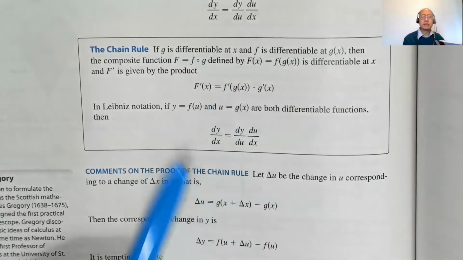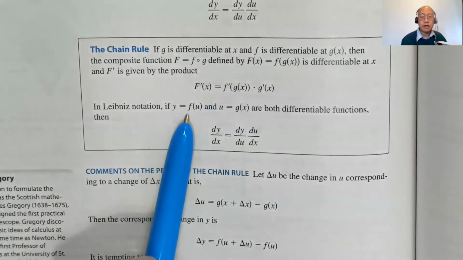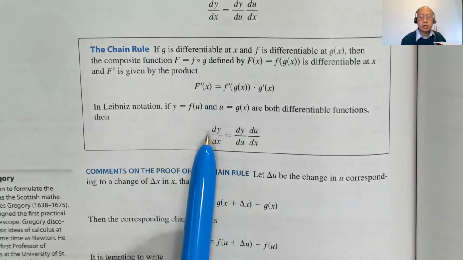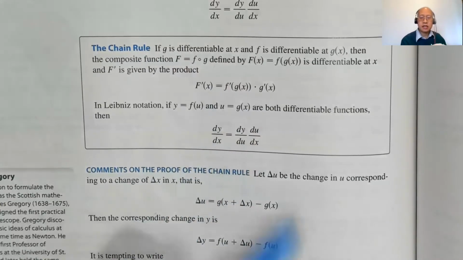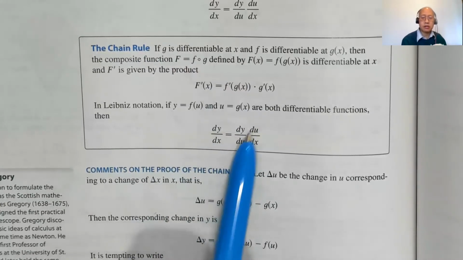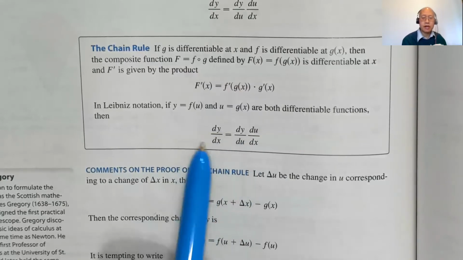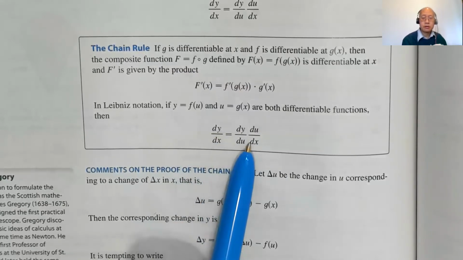You can also use the Leibniz notation. If y is f of u and u is g of x, then you can write dy/dx as dy/du times du/dx. And this kind of looks natural. It almost looks like you can cancel out the du's. So you have dy/dx equals dy/du times du/dx.